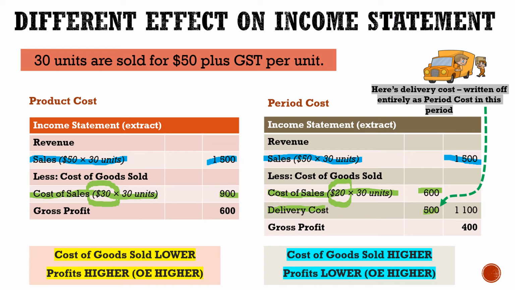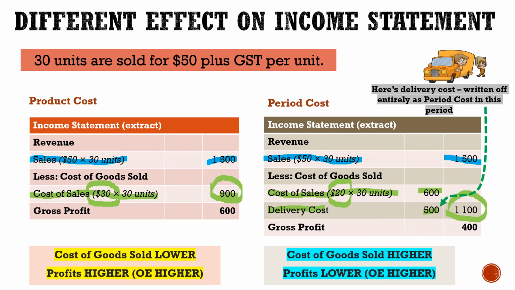Because of the differences in the way that we treat the delivery cost, this results in a very different cost of goods sold expense amount. So under the period cost method, we can see that we end up with a higher cost of goods sold expense compared to what it is if we used the product cost method.